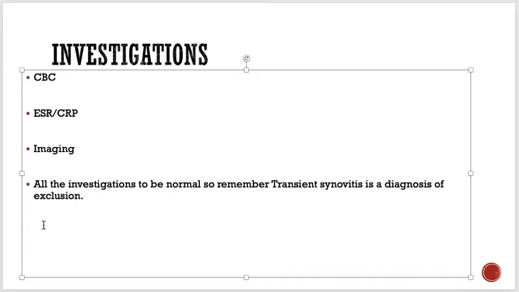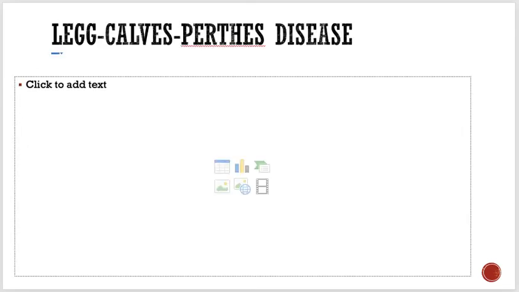And you know how we treat a transient synovitis? Nothing. Just symptomatic treatment. Okay. If the pain is too much, you can give an anti-inflammatory drug. Otherwise, no need of any treatment, right? Because it's a self-limiting condition. Okay, now guys, I will tell you why I was stressing on the X-ray. I will show you one X-ray now.